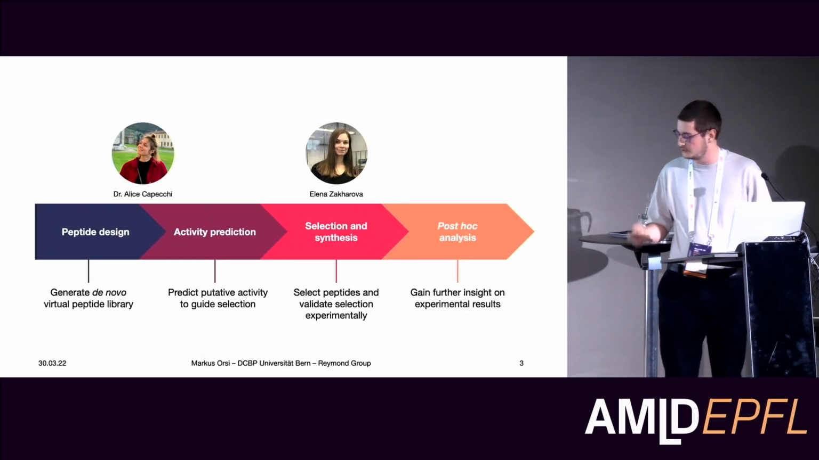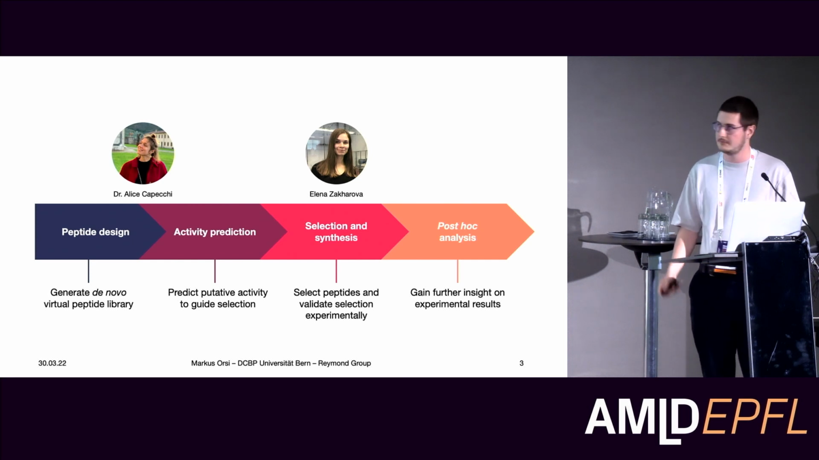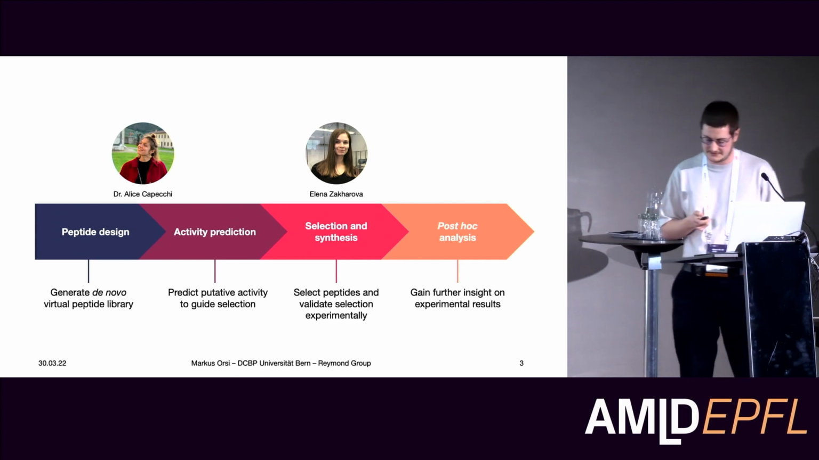So I will briefly show you the workflow, and then I will go more into detail. We start with the peptide design, and here we generate a virtual peptide library, after which we use an activity classifier to filter out inactive sequences, or sequences that are predicted to be inactive. We use additional selection filters and then synthesize and test them in the lab. And then finally, we also do some post-hoc analysis just to gain further insight into our experimental results.